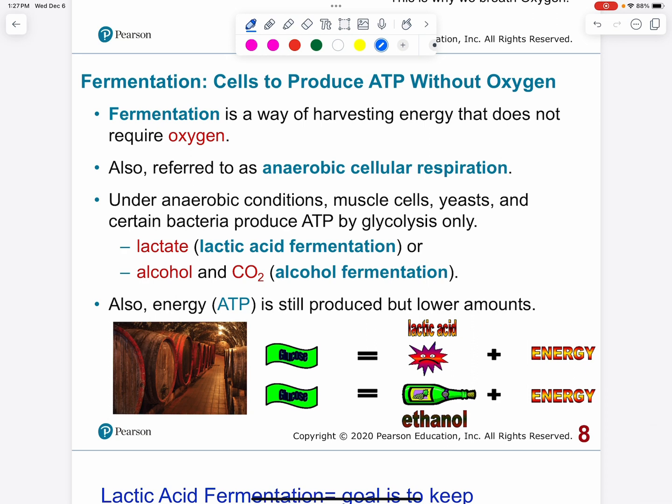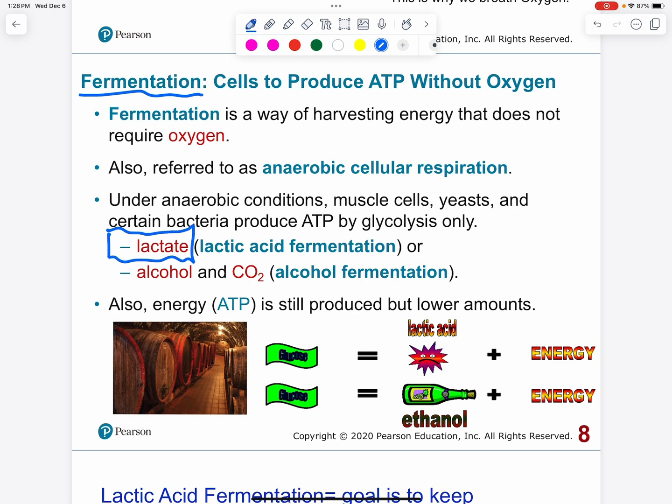Now, last up is this topic about fermentation. Fermentation's job is to keep making energy in the absence of oxygen. It resets glycolysis so glycolysis can work again. There are 2 forms. Animals like us, we go through lactic acid fermentation, and we produce lactate, which is a burning feeling in your muscles.